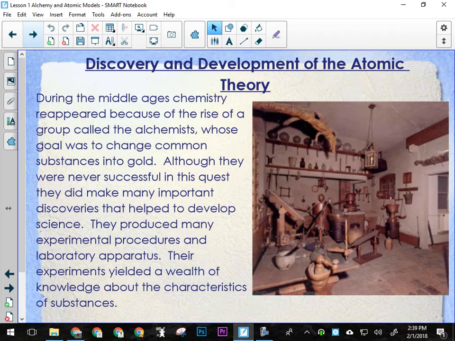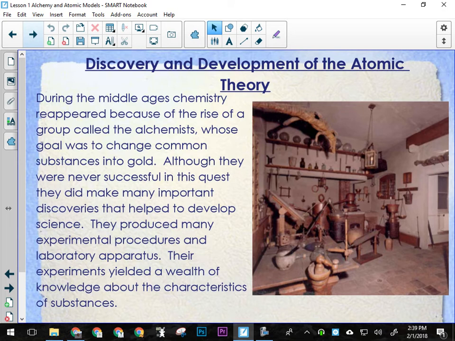Okay, like if they could come up with the elixir of life, some drink that you could drink and become immortal and not die, okay, or a way to turn cheap common metals into valuable ones, like turning lead into gold and things like that. That was what they were trying to do.